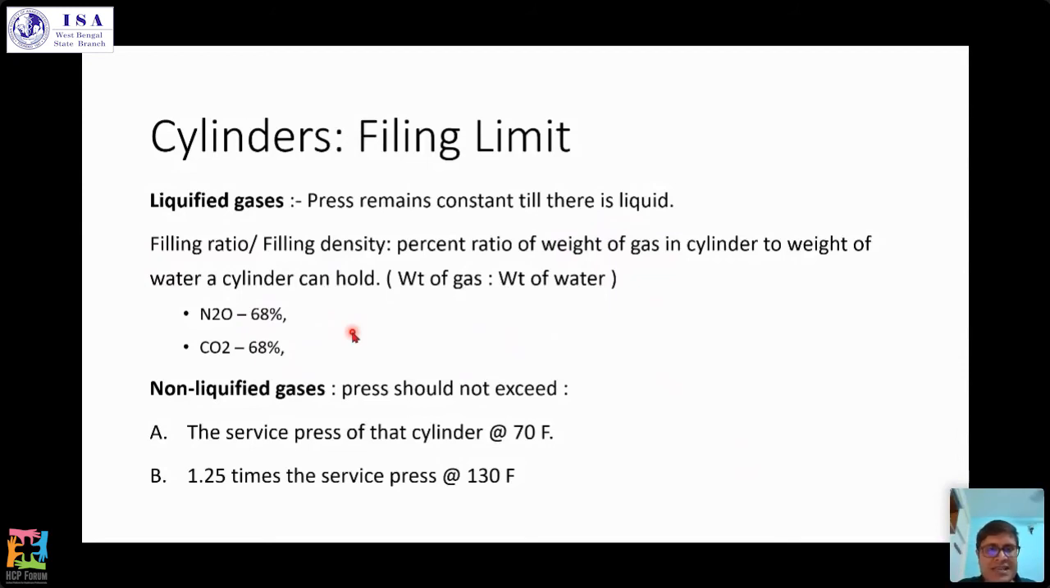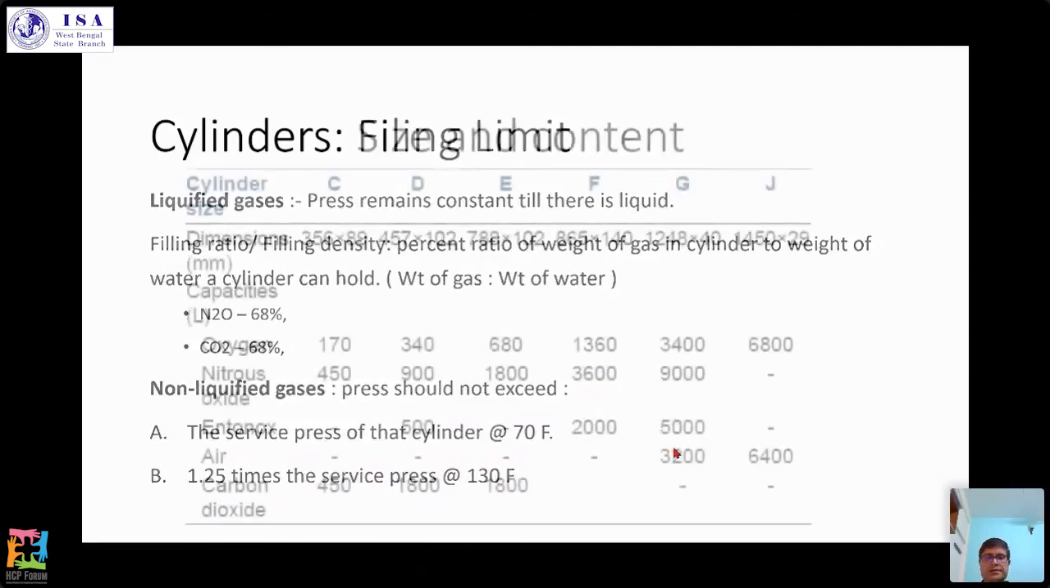The volume which this gas occupies is different. We're not talking about the volume that this gas will occupy inside the cylinder, only the weight of the gas inside the cylinder to the weight of the water that this cylinder can hold. Now, if we are in a very high temperature zone, then this filling ratio should be reduced to 60-61%. If we're talking about a non-liquefied gas, then it is only limited by the pressure. If you put in more pressure, we'll be able to put in more gas. The maximum pressure that the cylinder can hold at 130 degrees Fahrenheit is 1.5 times the pressure at 70 degrees Fahrenheit.